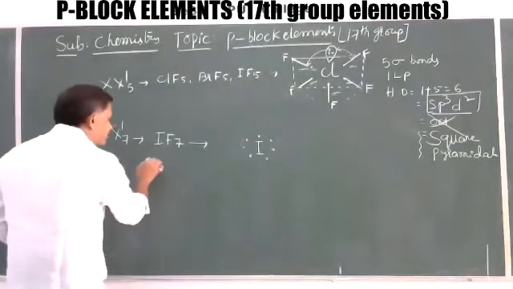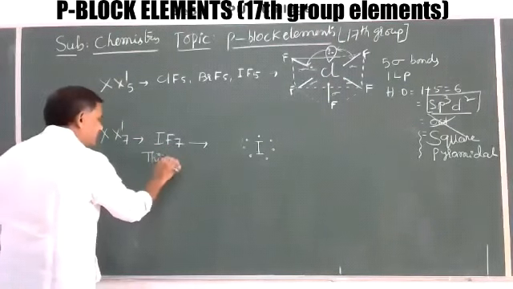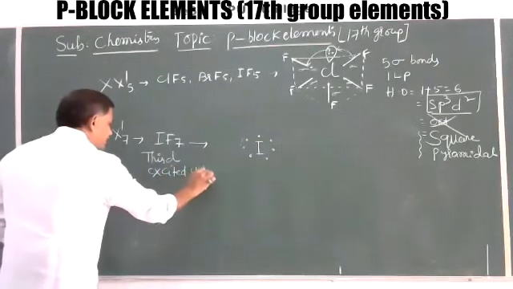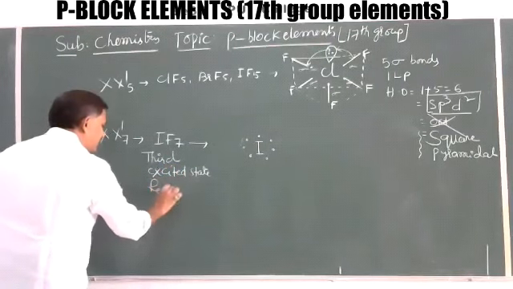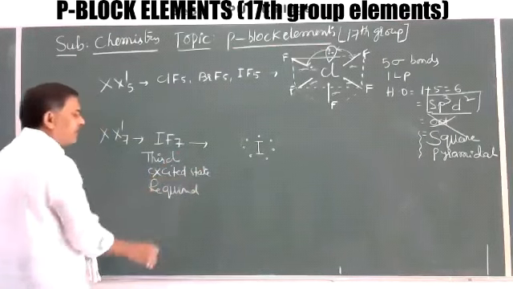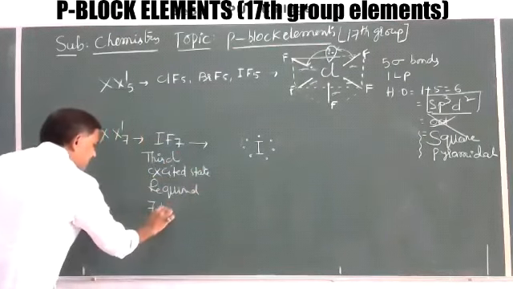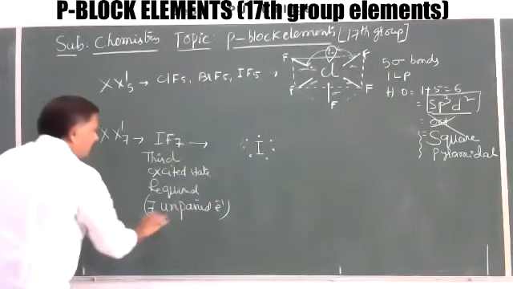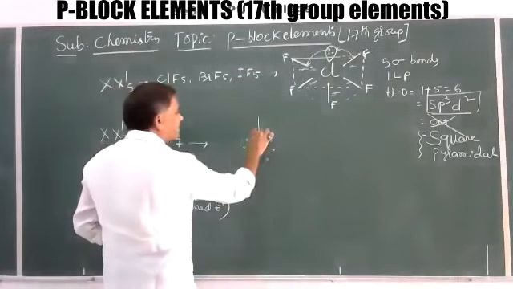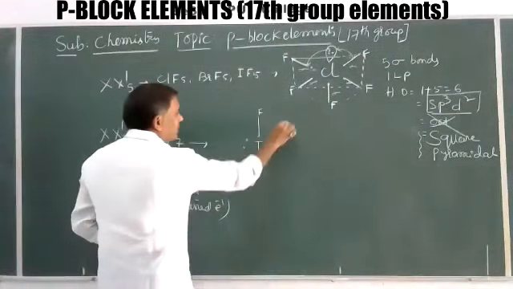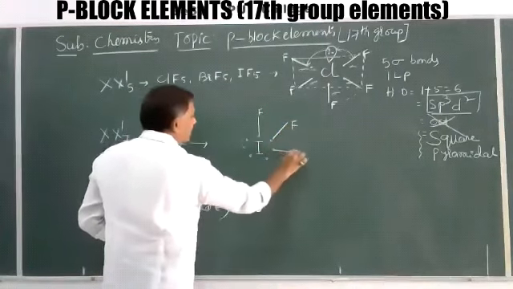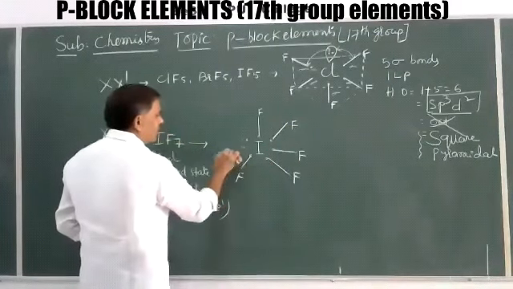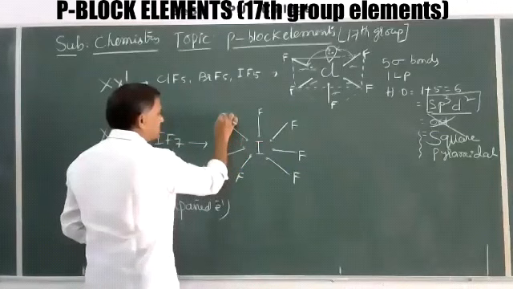That's why it goes to a third excited state. The third excited state is required, so 7 unpaired electrons are present. Now, each unpaired electron reacts with fluorine. Here it is fluorine, and fluorine, and fluorine.